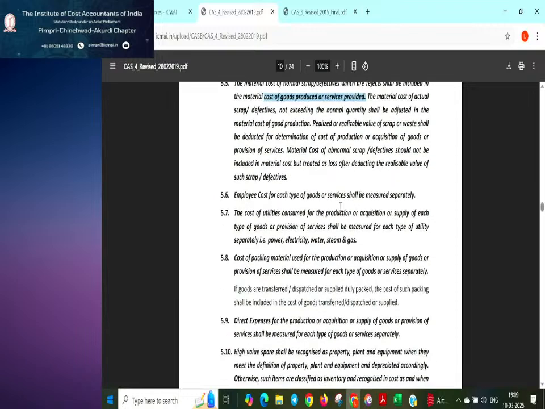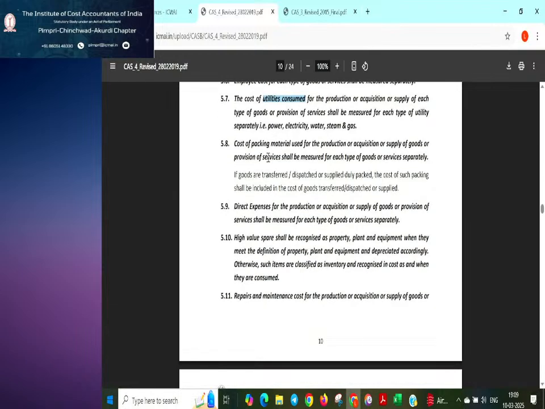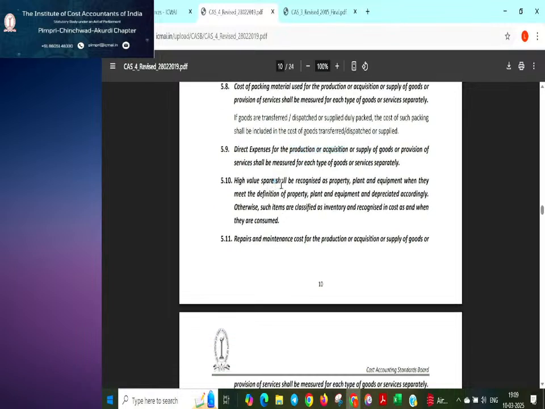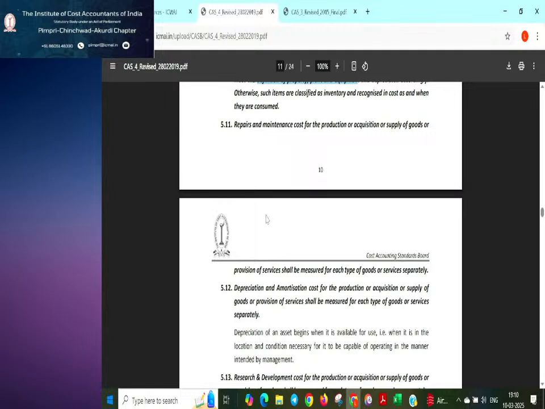Employee cost for each of the goods or services can be measured separately. Then we have cost of utilities consumed. This will also be taken into consideration. Cost of packing. So we take the packing cost. Direct expenses for the production. High value spares shall be recognized as property, plant and equipment when they meet the definition of PPE. We call that in short PPE. That is nothing but property, plant and equipment, and depreciation accordingly. Repairs and maintenance cost is also taken for them separately.